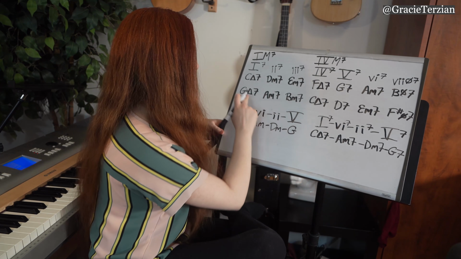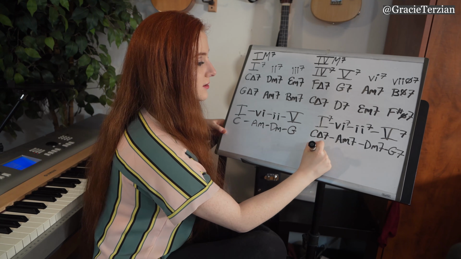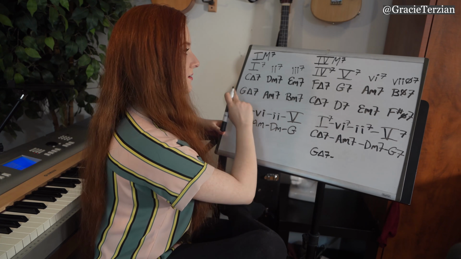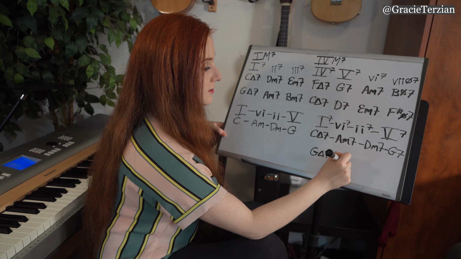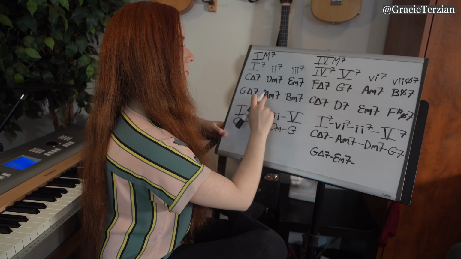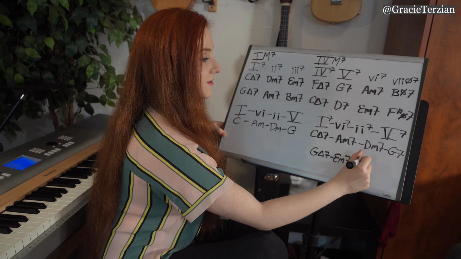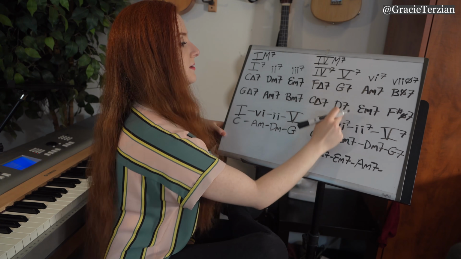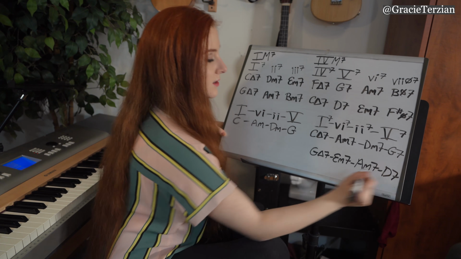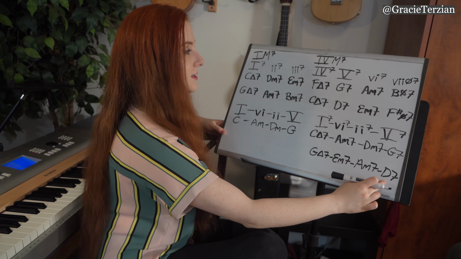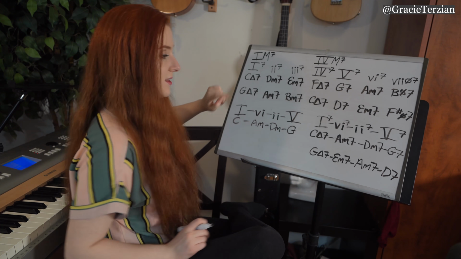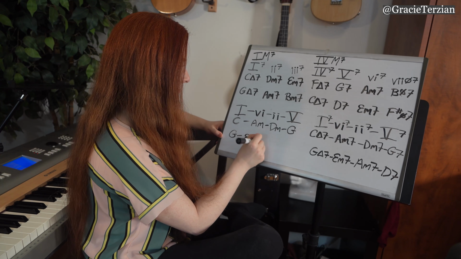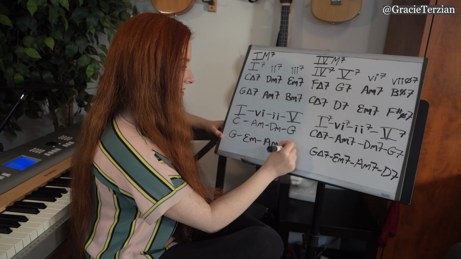So the key of G, we would start with the 1 chord, which is G major 7, right? Then the 6th chord is E minor 7. Then the 2nd chord is A minor 7, right? Then the 5th chord is D7, right? That's 1-6-2-5 in the key of G major, all right? And then we could write it also without 7th chords. We would just have G, E minor, A minor, and then D, okay?